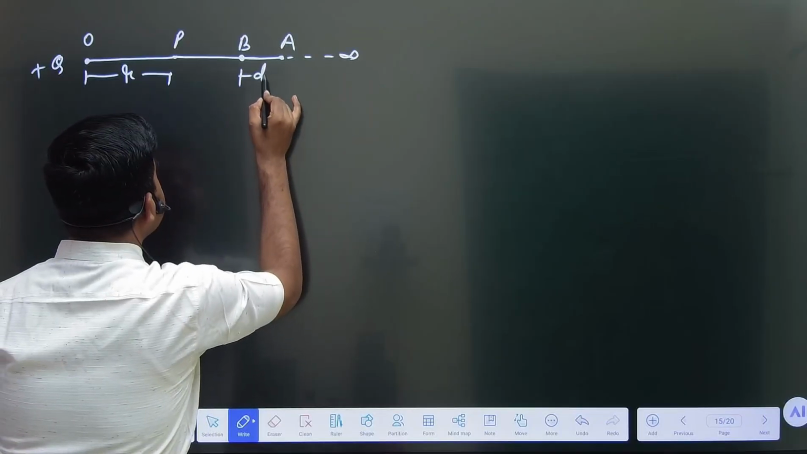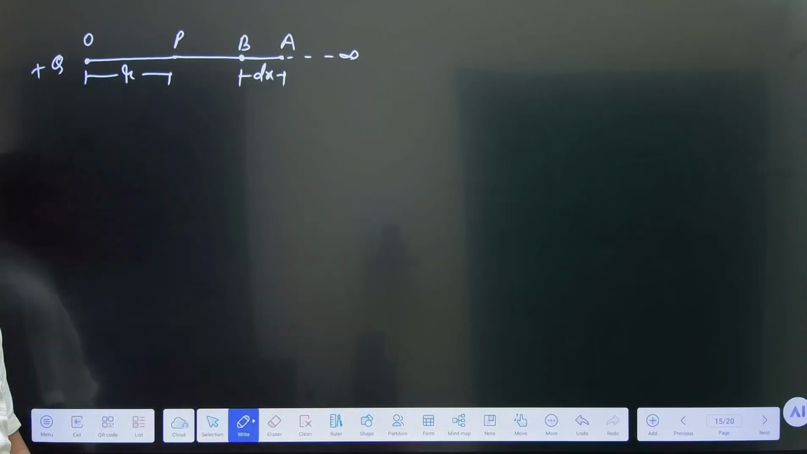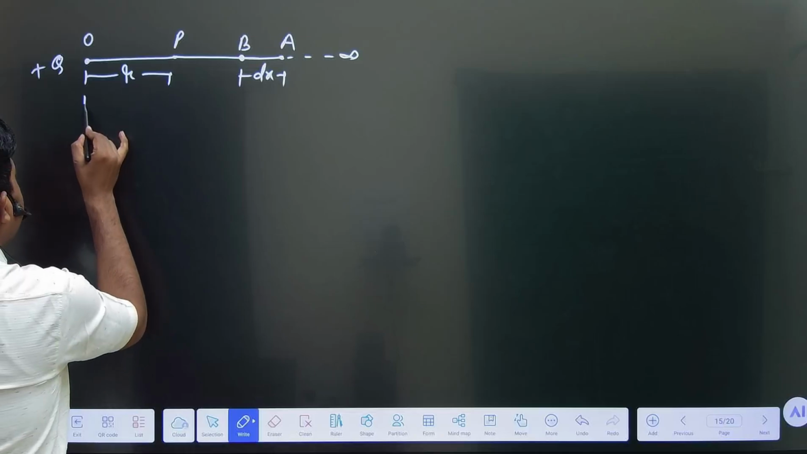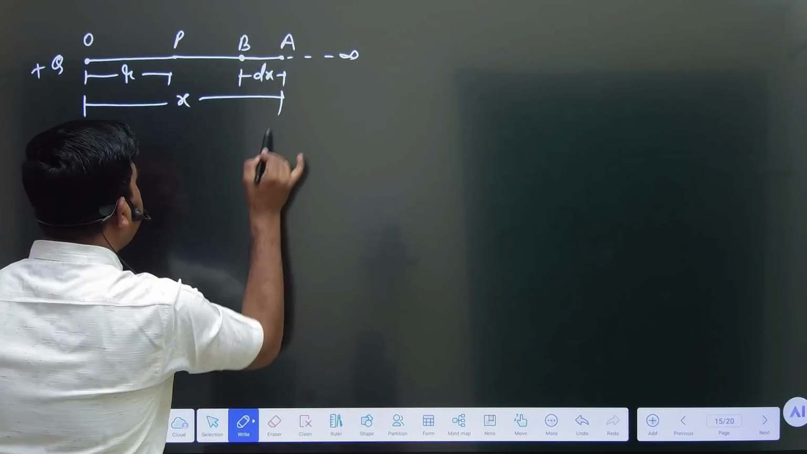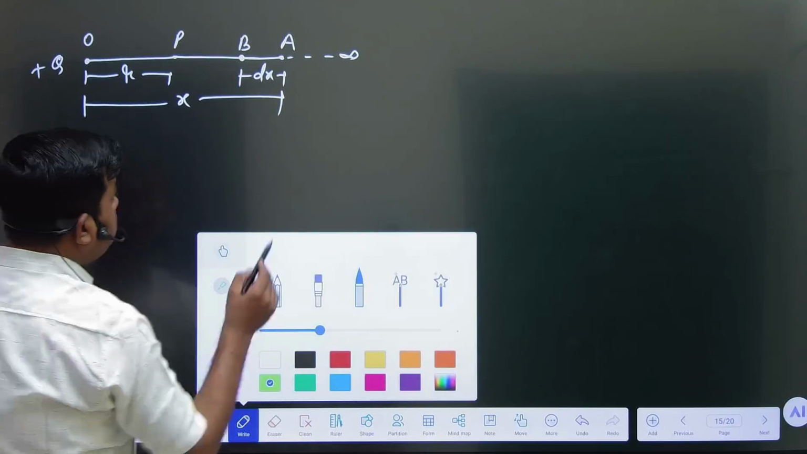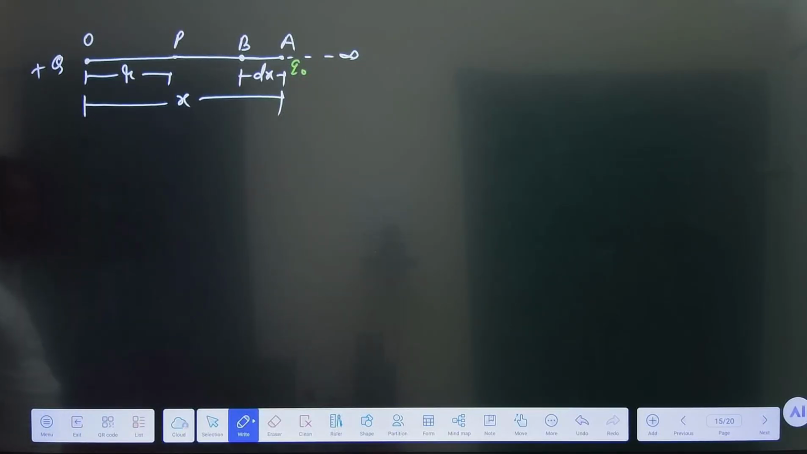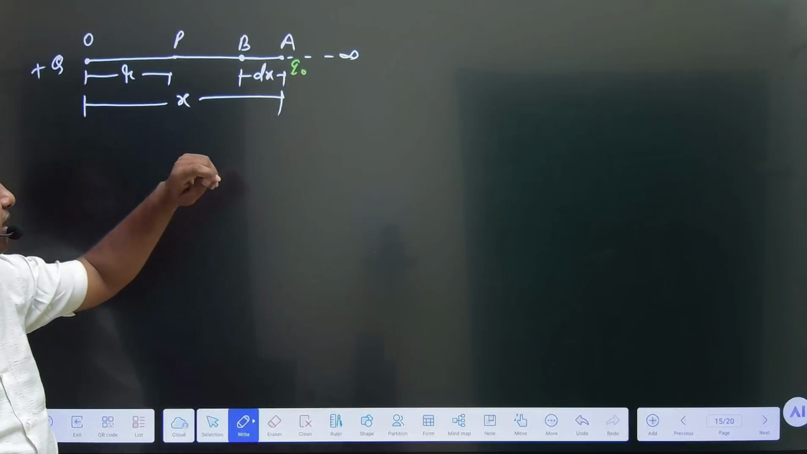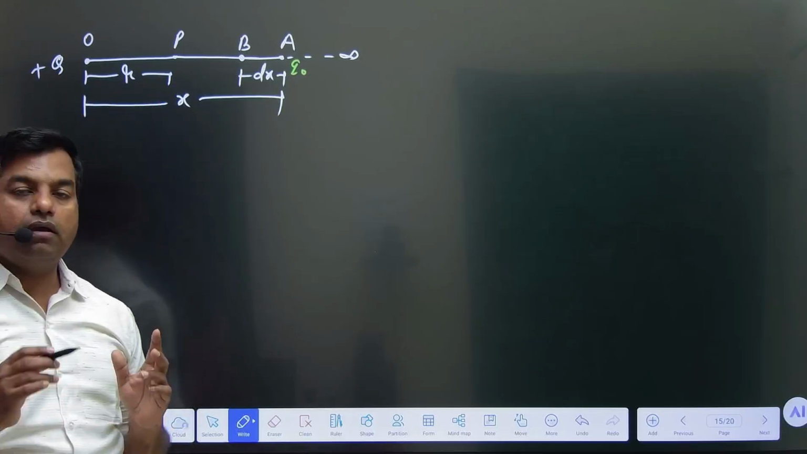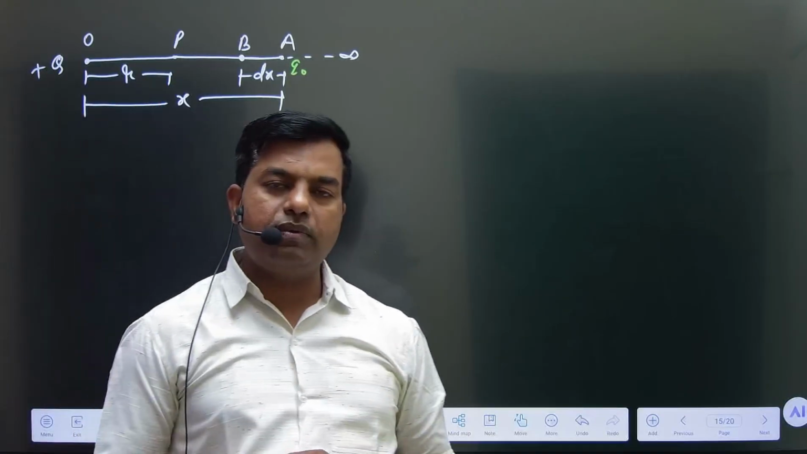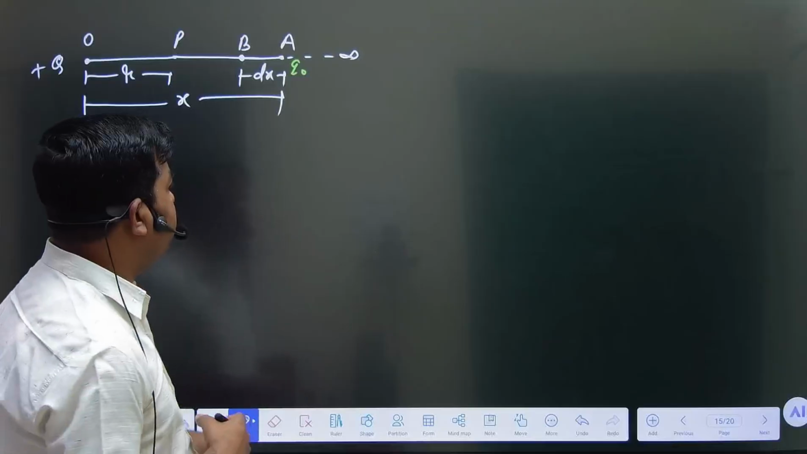Let this distance be dx. Clear to you? And the separation between point O and A be x, and a point charge, test charge q naught, is placed at infinity. When it is placed at infinity, then the force becomes 0, because F equals K Q1 Q2 by R square. R is infinity, so the force is 0.